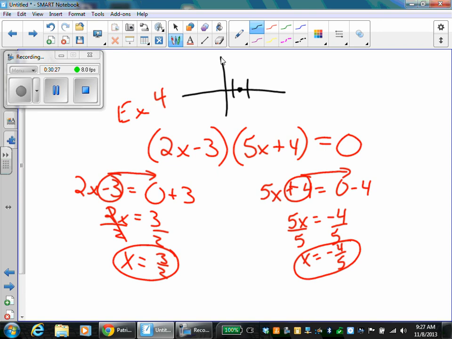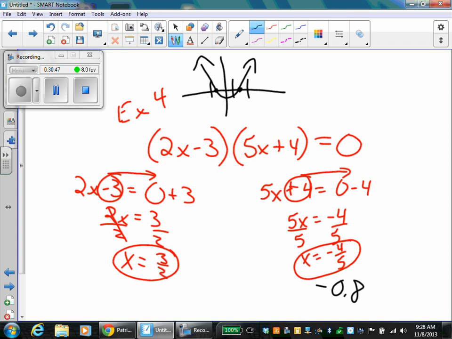Between 0 and negative 1. Negative 4/5 is negative 0.8. And so where is that? That is in between 0 and negative 1. So that is where it'd be crossing in between. Okay?